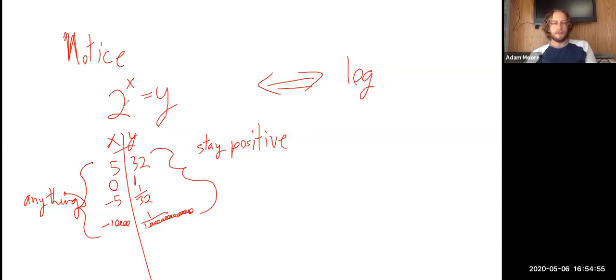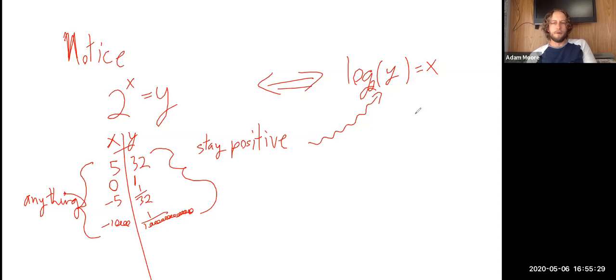If I were to translate 2 to the x equals y, that's log base 2 of y equals x. Here's what I'm noticing about that. This x and this y are still the same x and y from over here. So the x could be positive or negative, anything, but the y value must stay positive, because it comes from these y values.